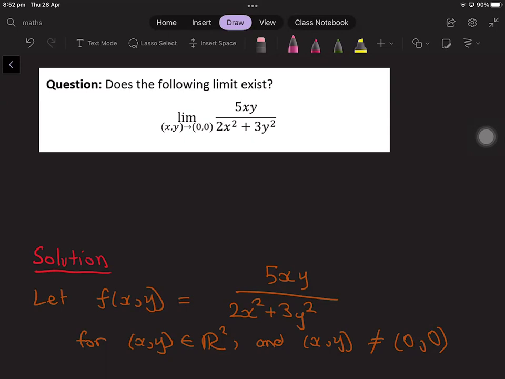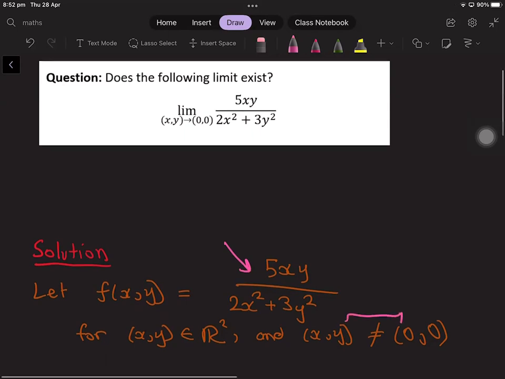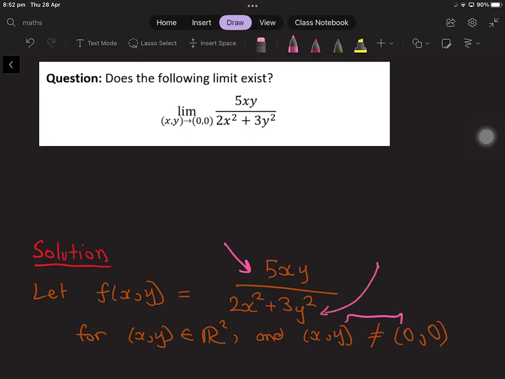So I'll let the function f of xy be equal to 5xy over 2x squared plus 3y squared. And observe this function is defined for all x and y apart from the origin 0, 0, because 2x squared plus 3y squared is always at least 0, but it's only equal to 0 when x and y are equal to 0.